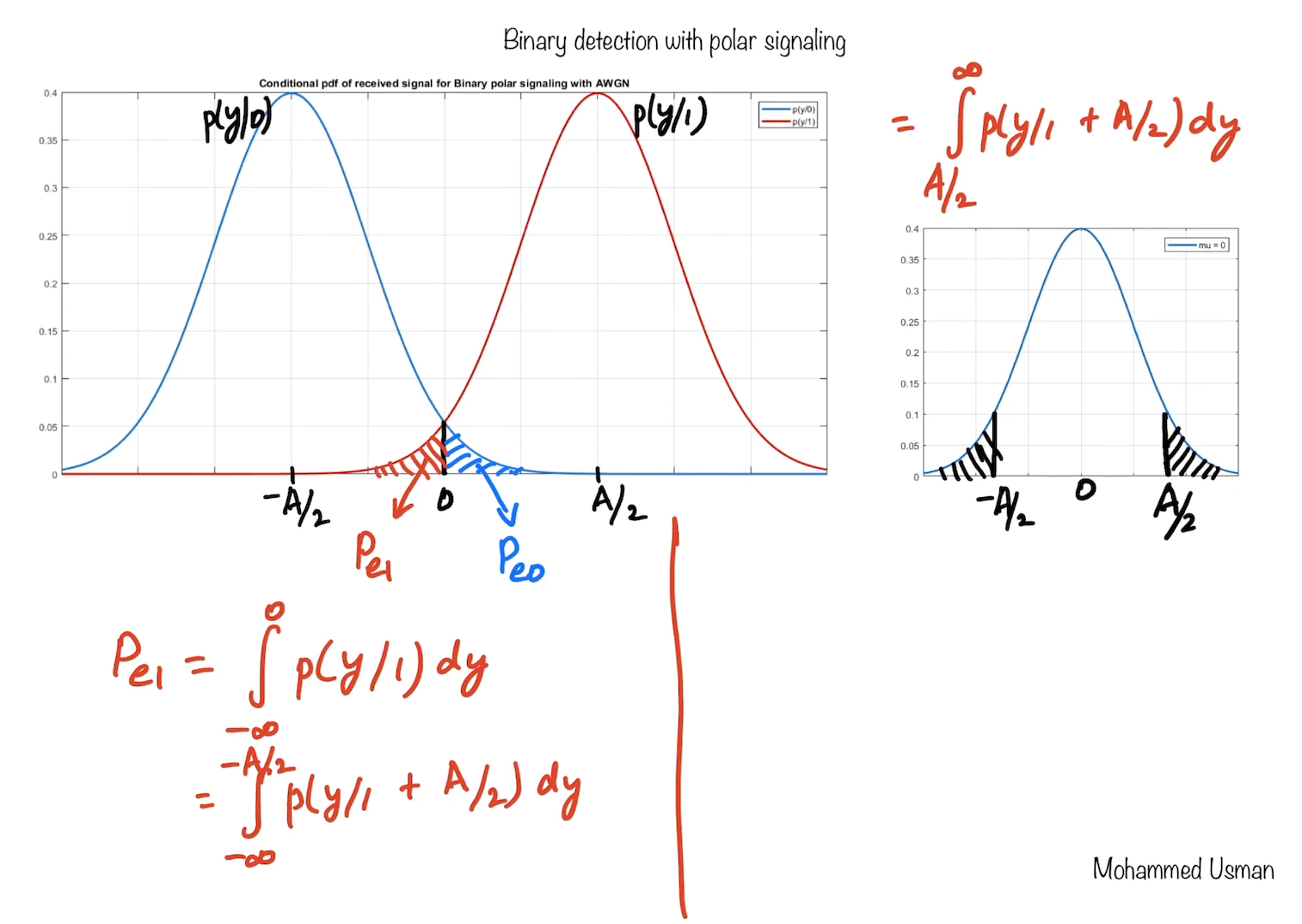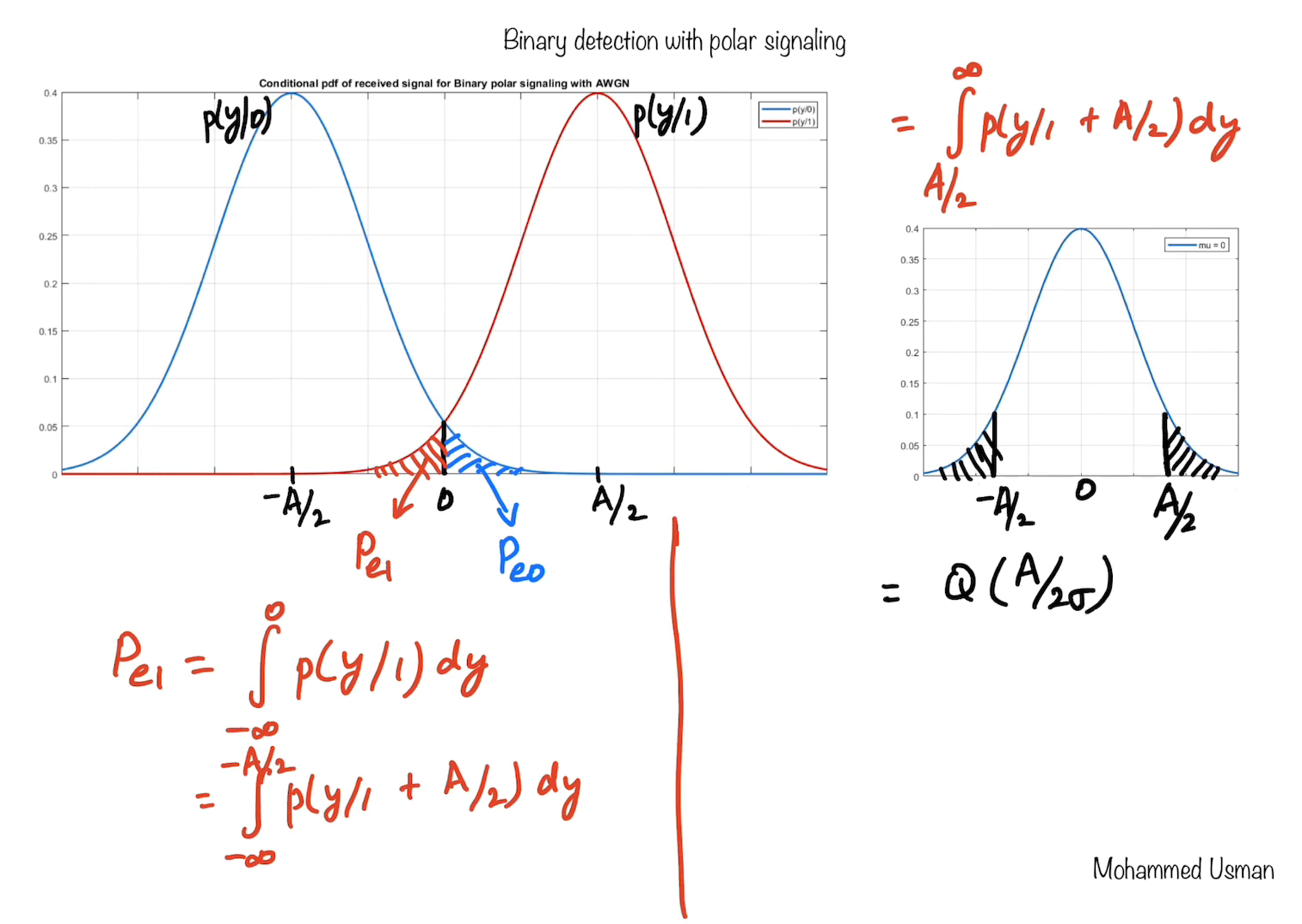So hence we have written this minus infinity to minus a by 2 as a by 2 to infinity, because this area is equal to this area. So whether we calculate this or this, we are going to get the same answer. So you can now represent this as the Q function, which is simply equal to the Q function of V by sigma. The V here is a by 2, so it's Q of a by 2 sigma.